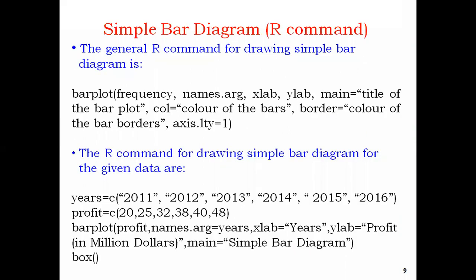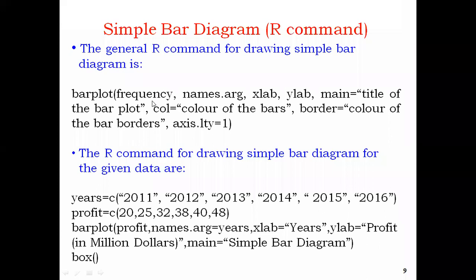Okay, so now you see this is the general R command. Bar plot, just try to understand from here. This is the general R command for drawing our simple bar diagram. So bar plot, this is frequency. Here I'm giving years and profit. These are the data with the help of our example that we are considering. That's why we are writing years and profit here. But the command is, you see, bar plot, then within the bracket frequency, comma, then names dot argument.